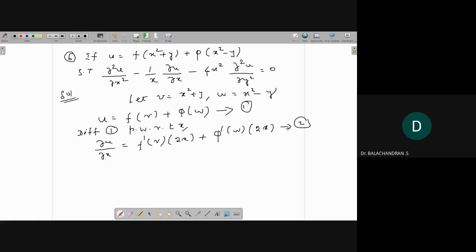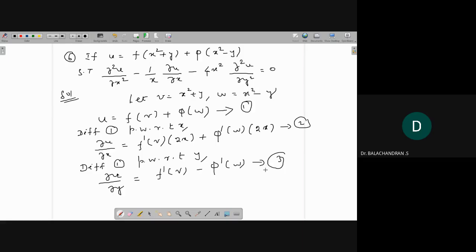Now differentiate equation 1 partially with respect to y. So can anyone tell the answer? Dou u by dou y equal to f dash of v minus phi dash of w. Okay, this is equation 3.